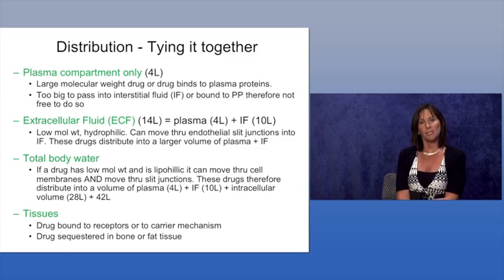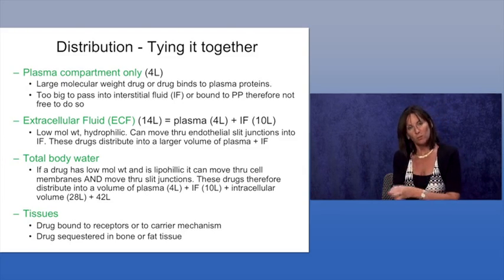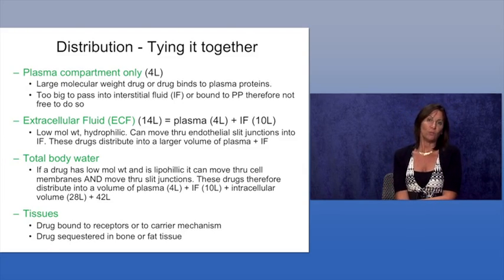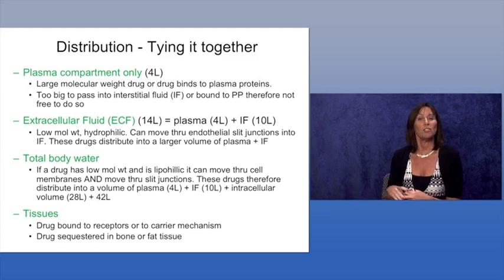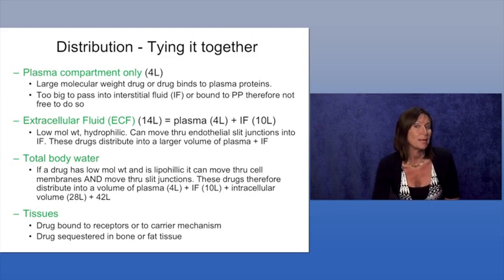Let's say another example, that the drug has disseminated into the ECF, i.e. the plasma plus the interstitial fluid. And remember that total volume is somewhere in the ballpark of 14 liters in a healthy individual. Here one could imagine that the molecule has low molecular weight and it's hydrophilic. Remember those permeation principles. The drug is moving easily through those aqueous channels. It can move through endothelial slit junctions into the interstitial fluids. These drugs therefore distribute into the larger volume of plasma plus interstitial fluid.